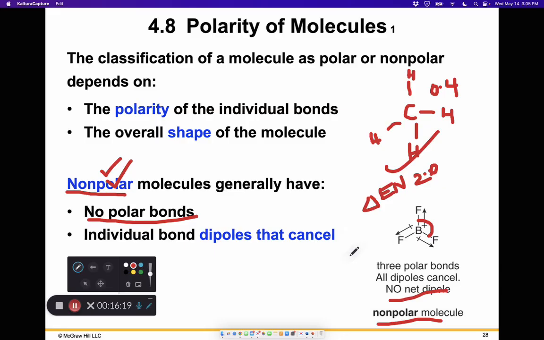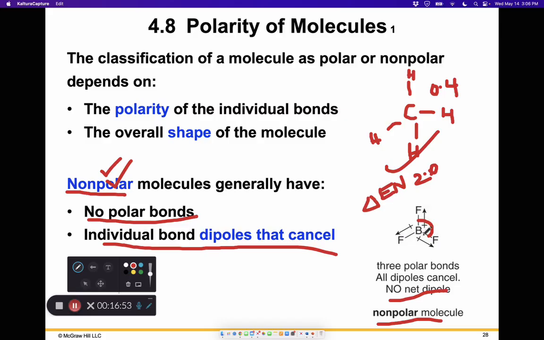Okay, so only talking about the bonds will not tell us the complete picture about the polarity of the molecule. Here the bonds were polar, but the molecule is non-polar because the individual bond dipoles cancel each other. Whenever the molecule is symmetrical, like trigonal planar here, and all the outer atoms are identical, they are pulling the shared pair electron with the same force.